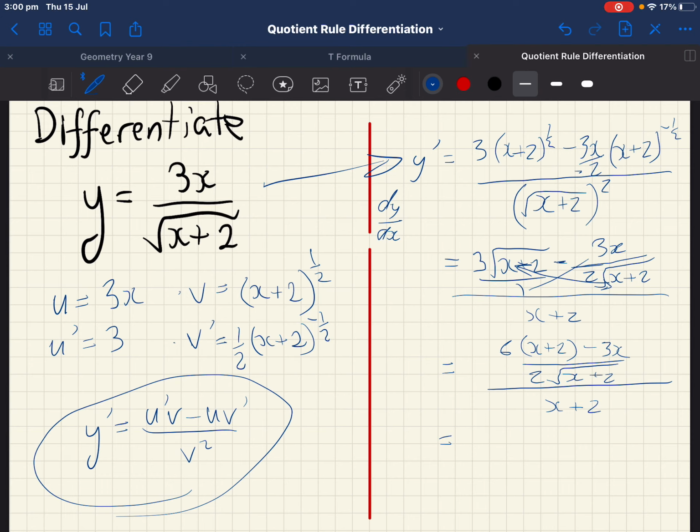Okay, simplifying the top. So again, big fraction. What have we got here on this top fraction? It is 6x plus 12, take away 3 lots of x. I'm expanding this bracket. Here, let me do this in red. Expanding this bracket gives you 6x plus 12, take away the 3x. So we end up with 6x, take away 3x. We end up with 3x plus 12. And it's all over 2 lots of the square root of x plus 2. And the whole thing is over x plus 2.